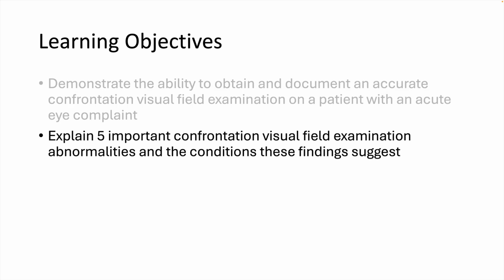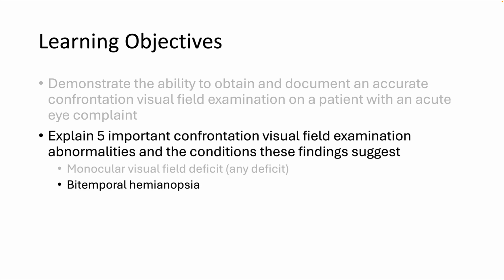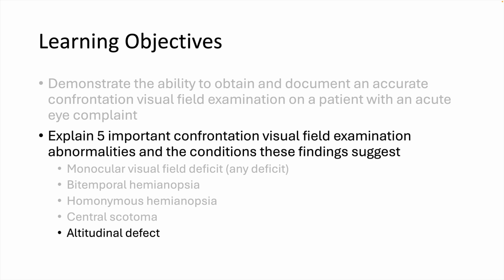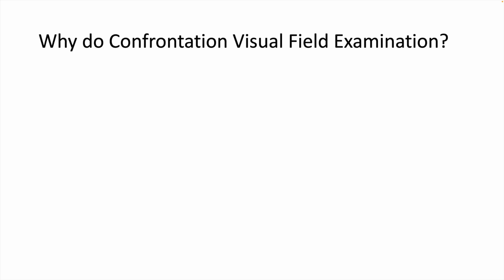You will also be able to explain the 5 important confrontation visual field examination abnormalities and the conditions these findings suggest. This includes a monocular visual field deficit of any type, a bitemporal hemianopsia, homonymous hemianopsia, central scotoma, and an altitudinal defect. Why should we perform a confrontation visual field examination?